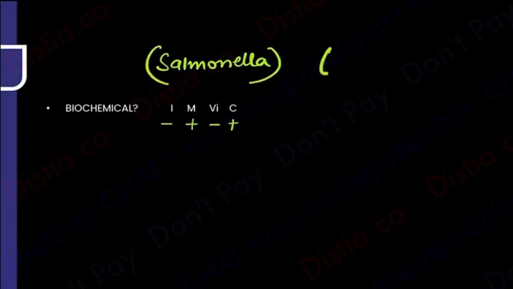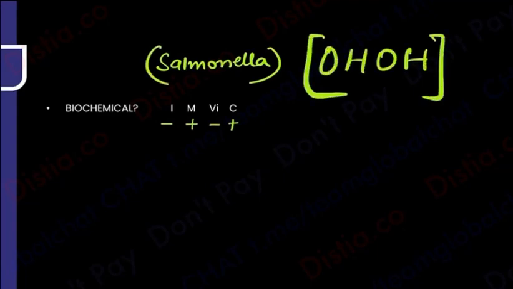Now we come to the IMVIC testing. It is minus, plus, minus, plus for Salmonella. How am I going to learn this information? See, for Salmonella, I told you the antigens O and H. Those antibodies, IMVIC is also like that. Make O negative and H positive. So it is minus, plus, minus, plus, like OH. That is going to be for Salmonella.